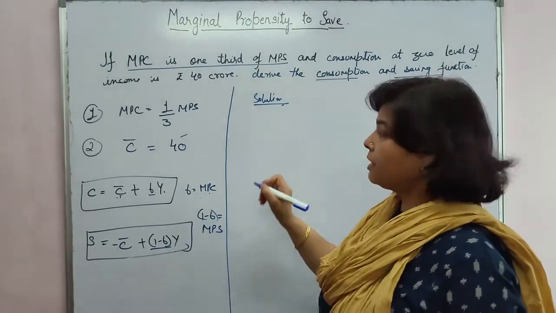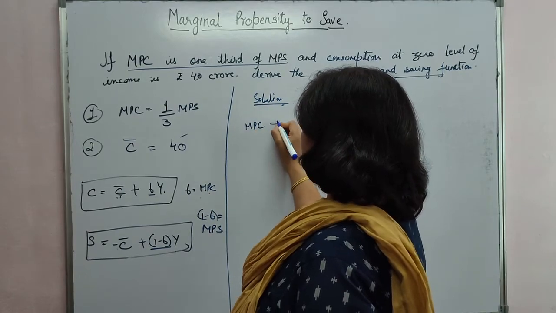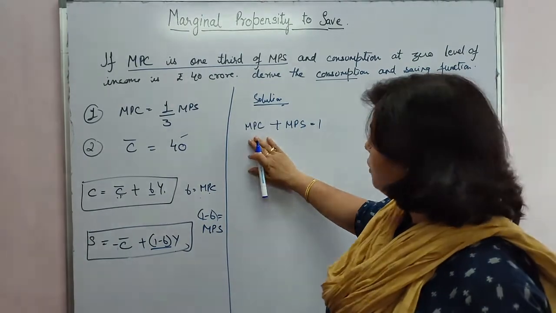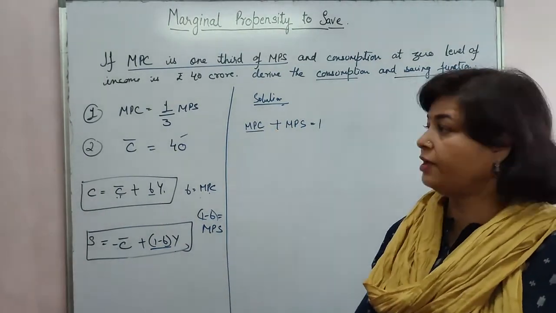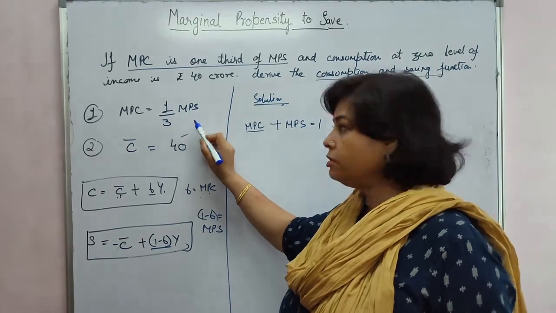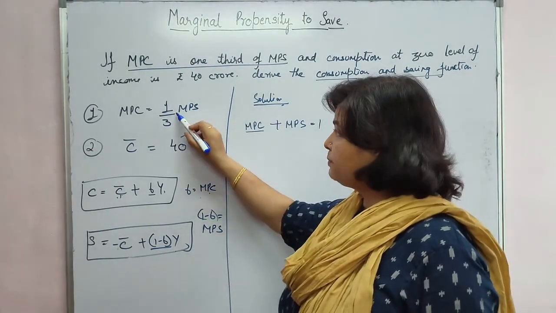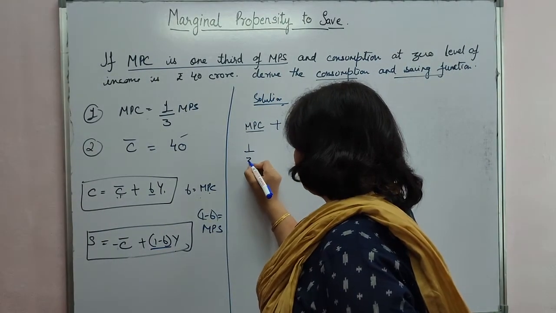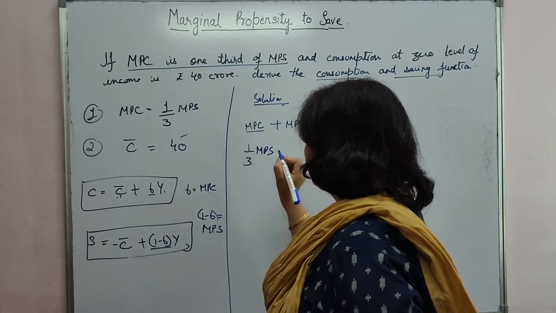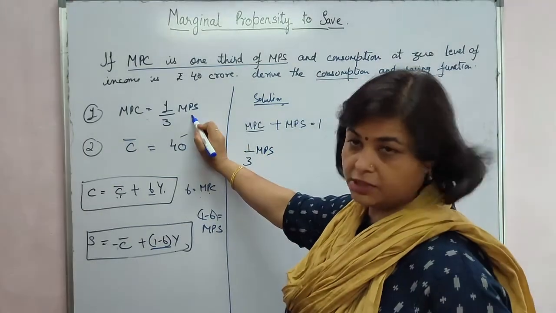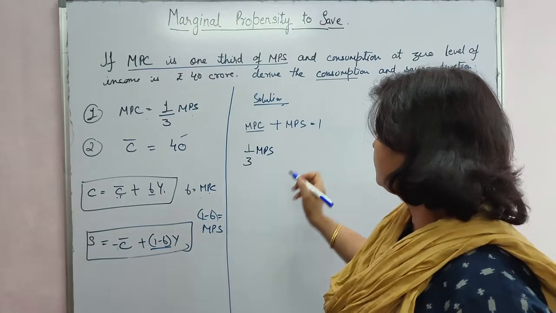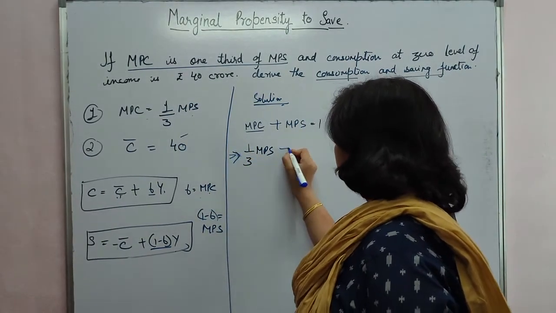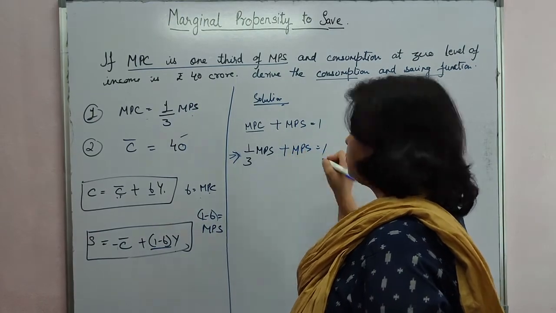We know that the sum of MPC and MPS is equal to 1. Now in the question, the value of MPC is given as 1 upon 3 MPS. So we will substitute the value of MPC in this equation. So it will be 1 upon 3 MPS, plus MPS is equal to 1. Instead of MPC we have written its value, which is given in terms of MPS.